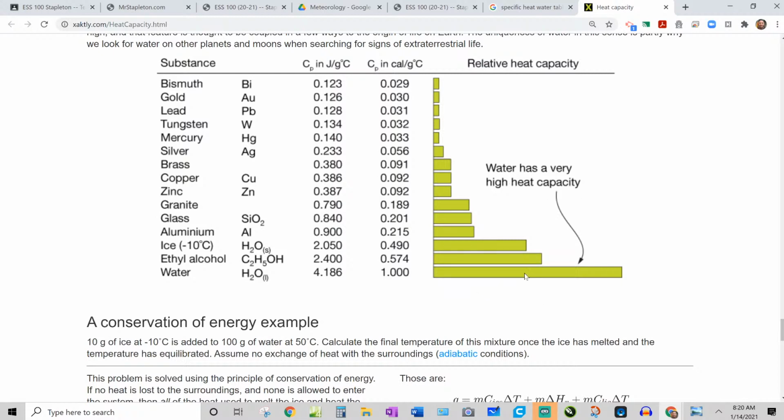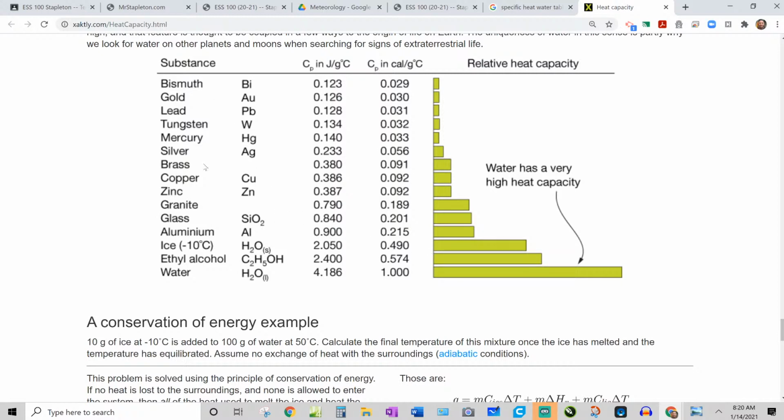And what that means is it takes more energy gain or energy loss to change the temperature of water than it does anything else on here. So if you want to heat some water up by 1 degree, you have to keep the light shining on it more than you would have to shine it on anything else to raise it 1 degree.